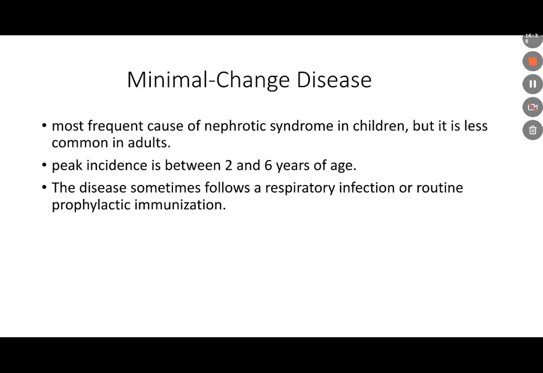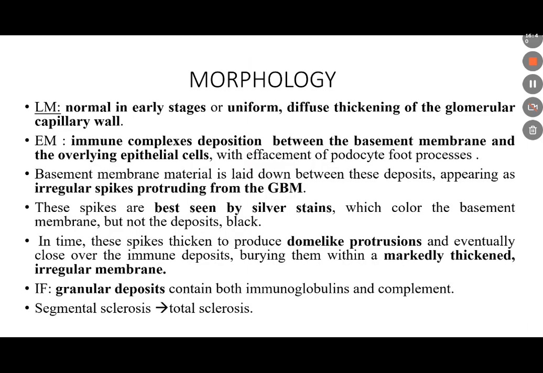So if you see the morphology of this disease on LM, which is your light microscopy, in early stages it will be normal, or you will see there is thickening. The name indicates that whenever there is a word called membranous, it means there is diffuse thickening of a membrane. So your glomerular capillary wall is thickening diffusely.